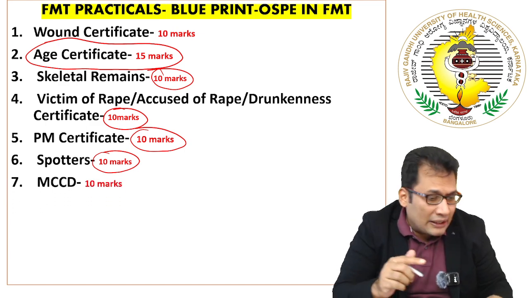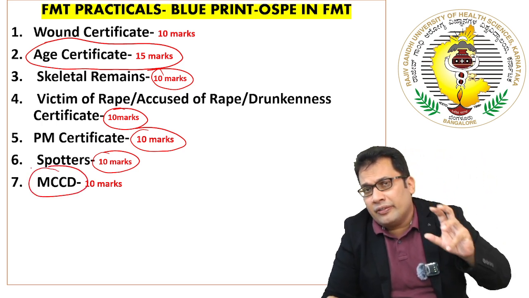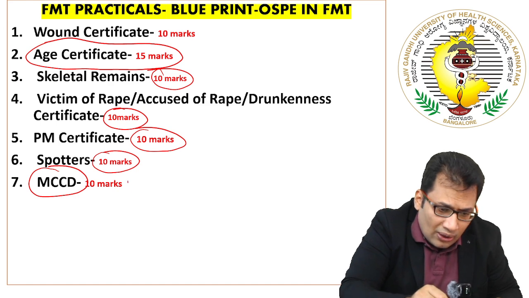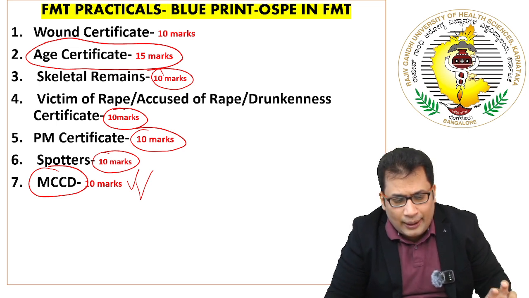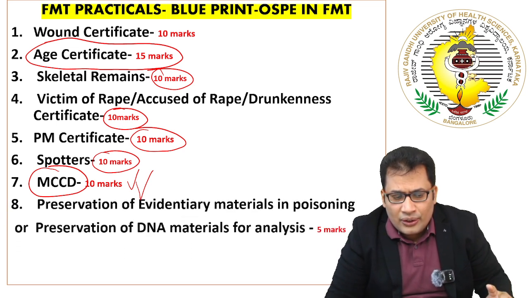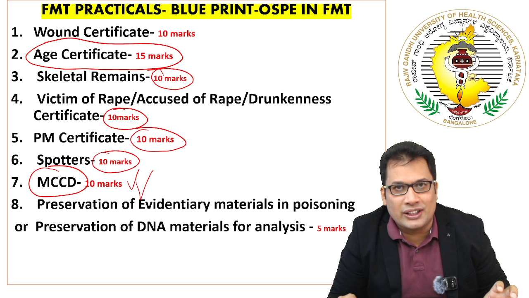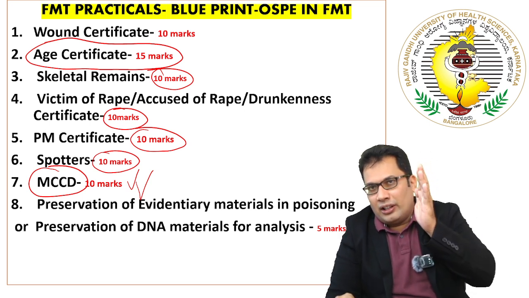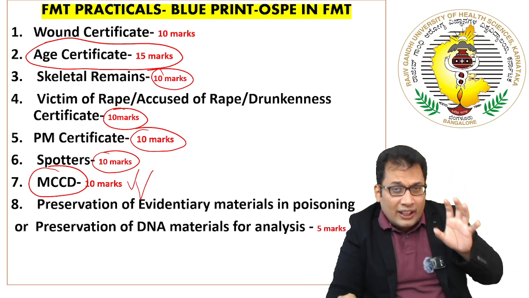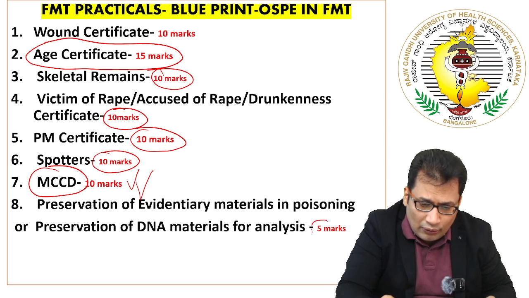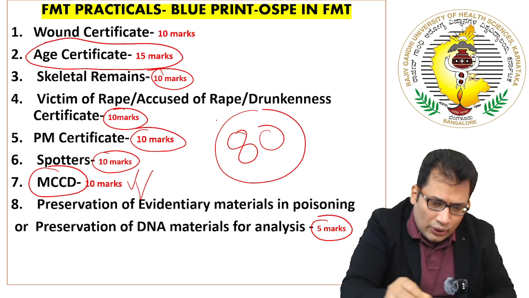Then comes the compulsory exercise, MCCD. What is MCCD? Medical certification of cause of death. That is around 10 marks. So you can see here it totals around 80 marks. And also one more exercise, that is preservation of evidentiary materials in poisoning. What are the evidentiary materials collected? Bottle number 1, 2, 3, 4 and 5. Preservation of DNA materials, that is usually around 5 marks. So totally it is 80.